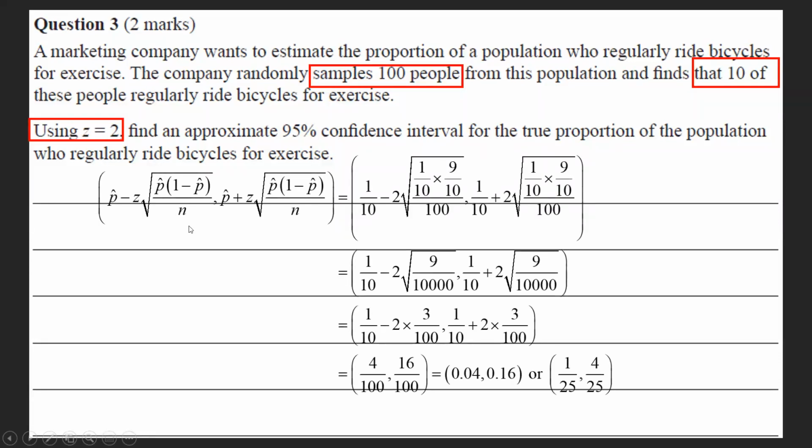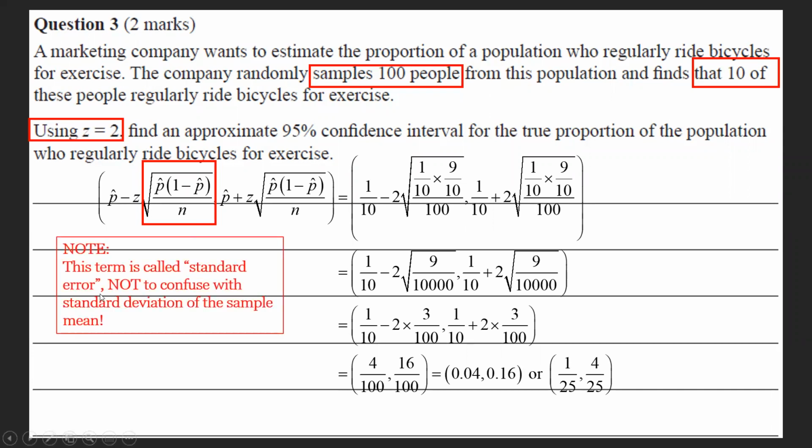Basically, you just need to quote the formula from your VCAA formula sheet. And notice that this is p hat, not p. This term is not to be confused with the standard deviation of sample proportion. This is called standard error, because you use the p hat instead of p to calculate this sort of standard deviation, but it's not a standard deviation. Basically, you're putting in the values 10 over 100, which gives you 1 over 10.